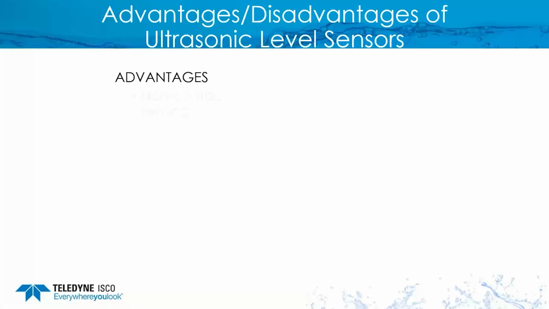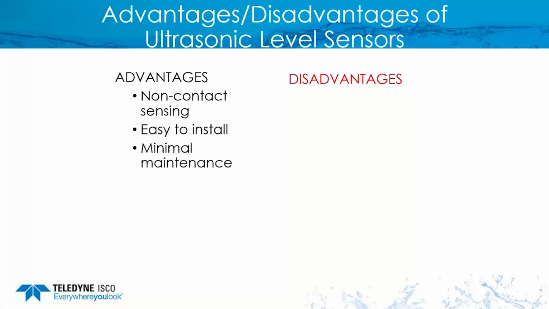Now, the advantages of ultrasonic sensors: they're non-contact, which makes them easy to install. As we saw in that picture, it's mounted right on the side of the channel. They can be installed in the flume, or they can be supplied with a stilling well, where you can mount the sensor right over on the side of it. A non-contact sensor provides minimal maintenance, because you're not in that flow stream, so you're not worried about debris and other things getting caught on the sensor.